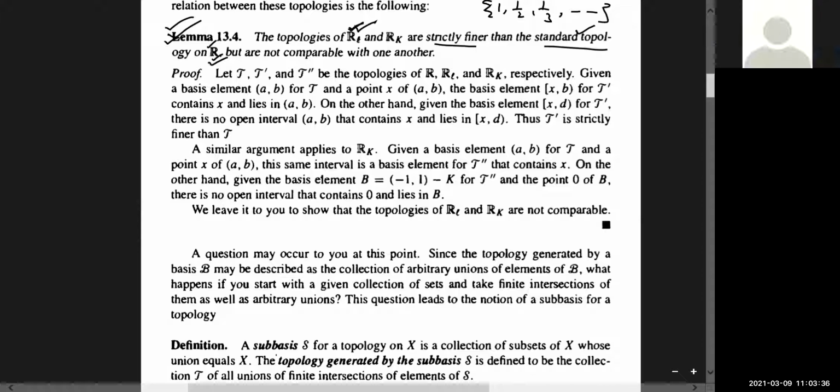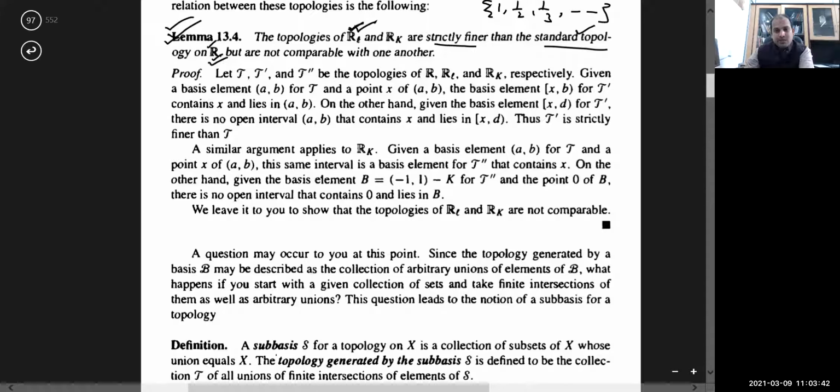Now let us see in today's class how to show that the K topology on R is strictly finer than the standard topology on R. Let us do this part. Okay, first we will do this one. So let me write it. Let me share screen.